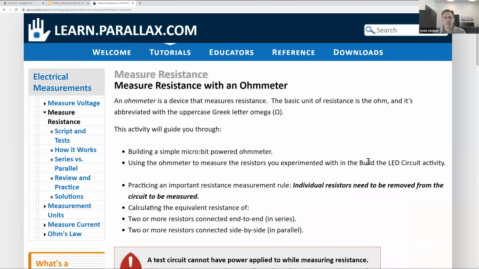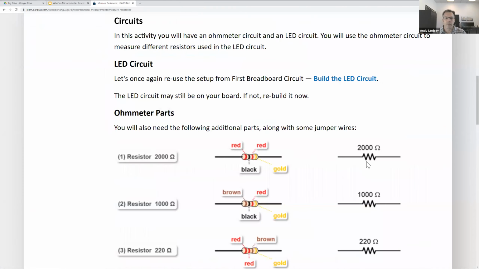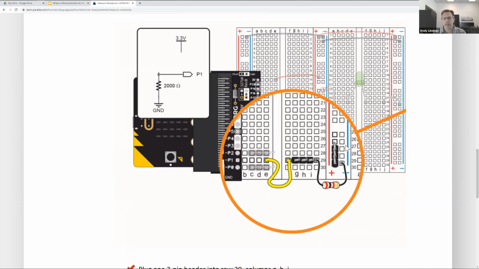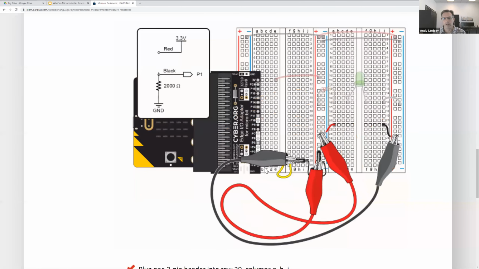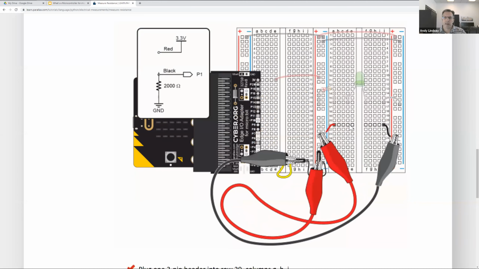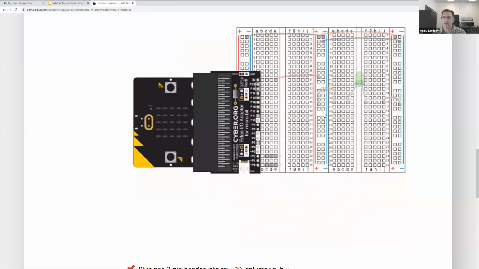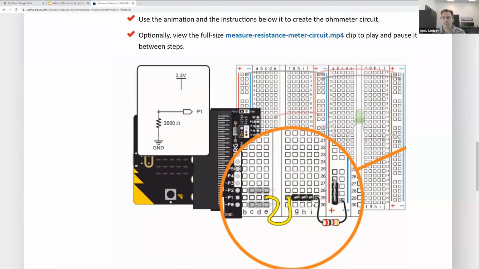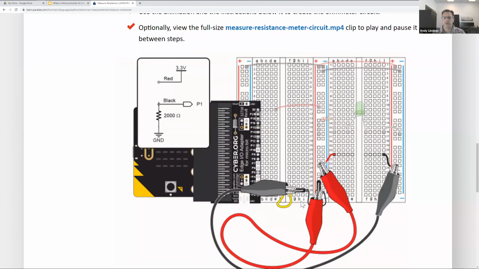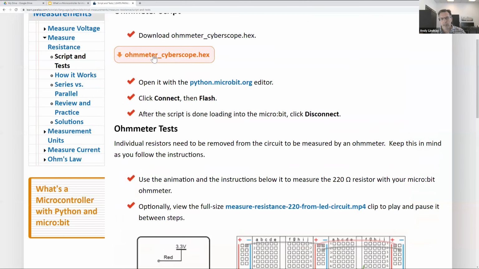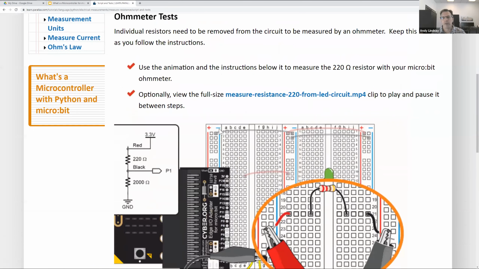Now, when we come to measuring resistance, there's an entirely different rule. So the first thing that we do is build a little extra circuit down where you added your 3-pin headers on Monday. I'll just go to the next slide. So basically you build this little extra part of the circuit as your resistance meter. Okay, and then you'll download the script and load it into the micro:bit.